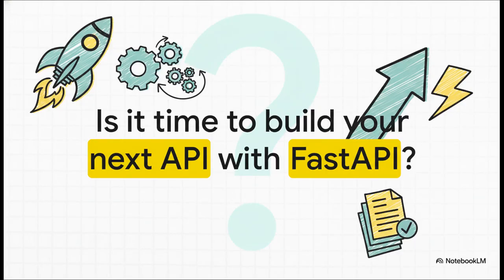So when you put it all together, the raw performance, the modern data validation that saves you from countless bugs, and those game-changing automatic docs, it's pretty clear why FastAPI has taken off. It's a framework built to make our lives as developers easier and our applications better. So the only real question left is, is it time to build your next API with FastAPI?